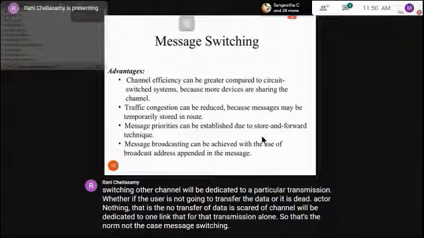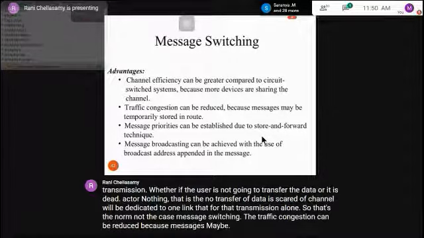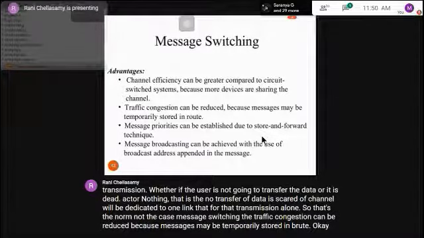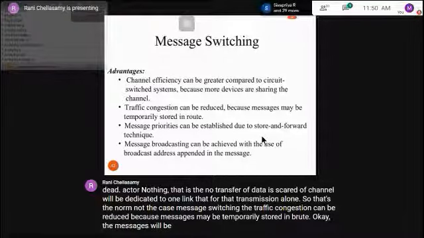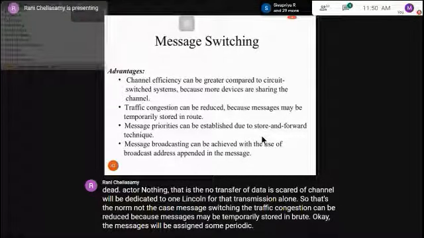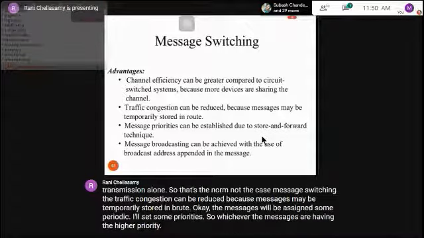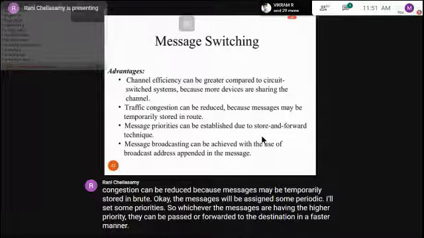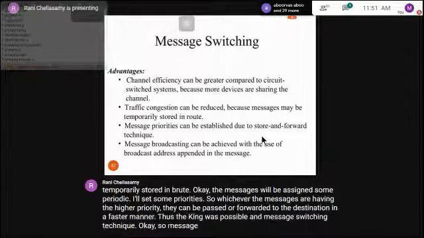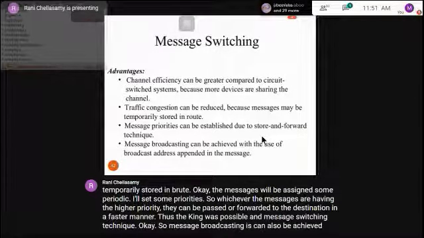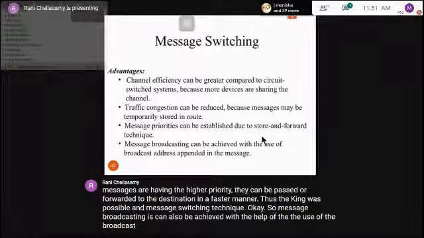Okay. Traffic congestion can be reduced because messages may be temporarily stored en route. The messages can be assigned priorities. So messages having a higher priority can be forwarded to the destination in a faster manner. That is possible in the message switching technique. Message broadcasting can also be achieved with the use of a broadcast address that is appended to the message.